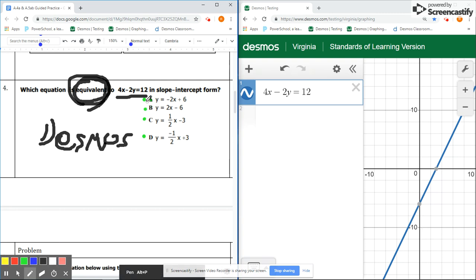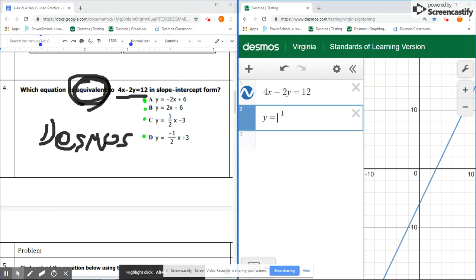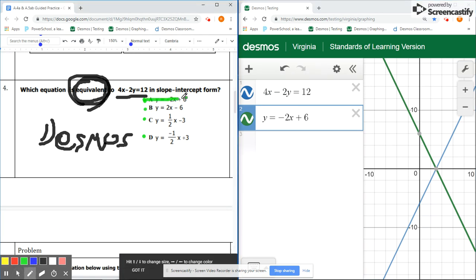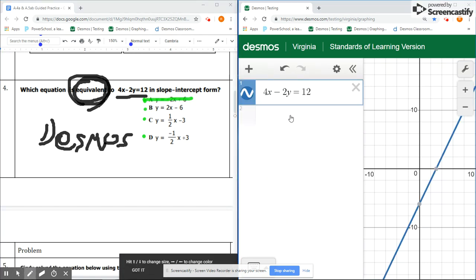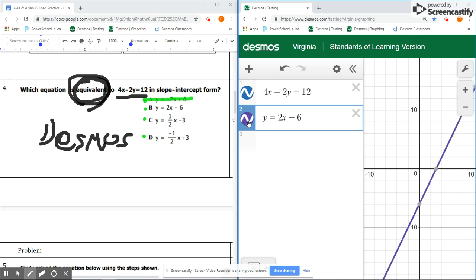All right, so let's first start with letter A. We have y = -2x + 6. Okay, this green line is not the same as the blue line. Those are not equivalent. So this is not the answer choice. All right, let's try letter B. y = 2x - 6. All right, that is the exact same. That's equivalent. I believe our answer is going to be B.